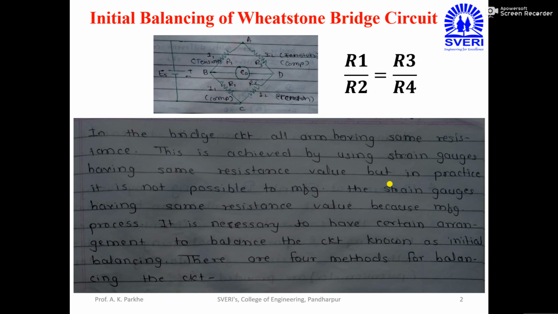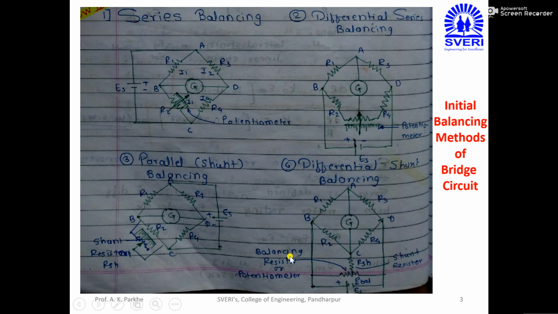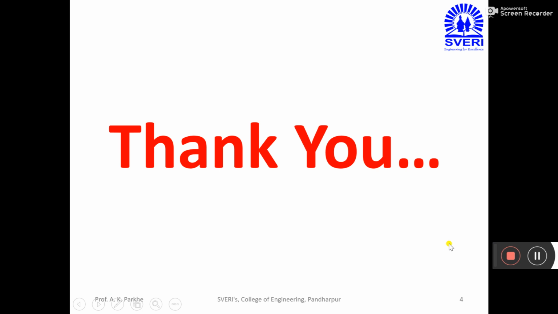So in this last video of this chapter, we have discussed what is meant by the initial balancing and how this initial balancing is possible in the Wheatstone bridge circuit. We have discussed how this condition should be satisfied, and then we have discussed the 4 methods by which the initial balancing of the bridge circuit is possible. So this is about chapter number 6 of part 5, and with this last part, we have finished chapter number 6 related to the strain measurement, that is the electrical resistance strain gauge.